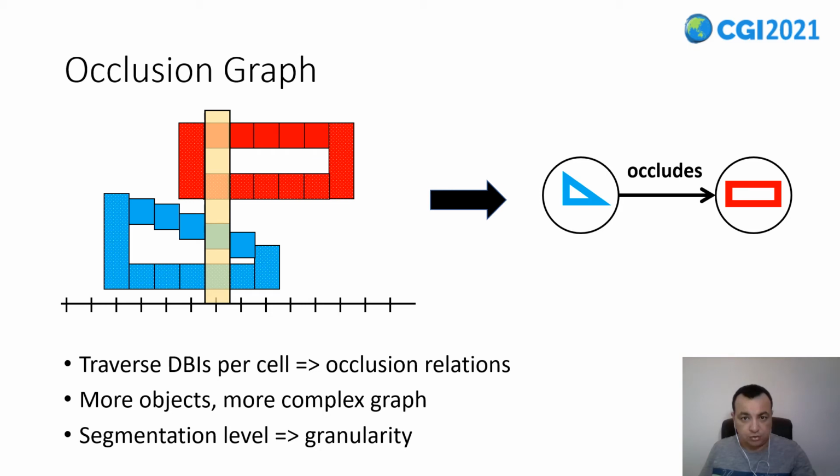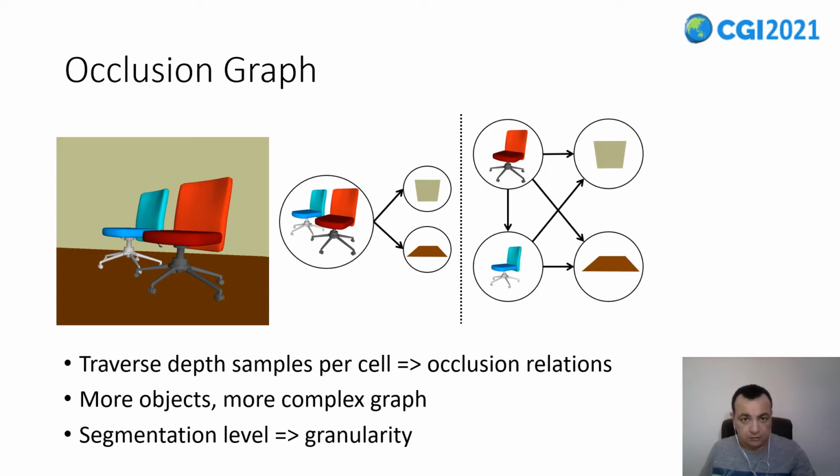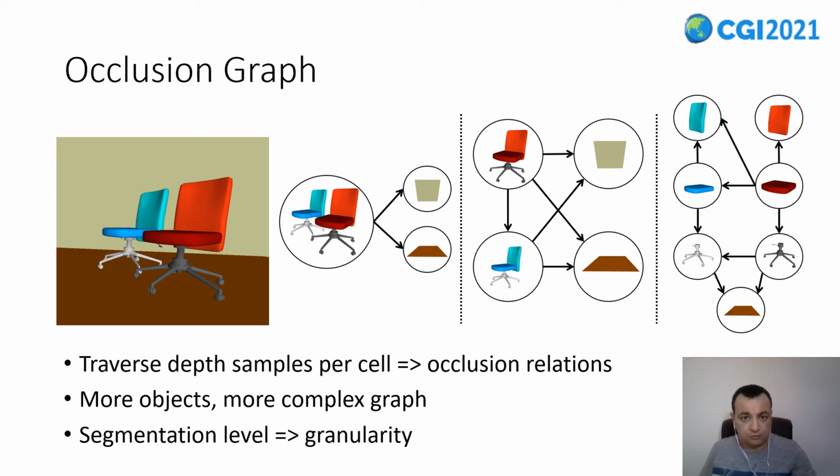Next, we extract the occlusion relations simply by traversing the DBIs along each pixel or each cell, as can be seen in this figure. And then we build an occlusion graph. The complexity of the occlusion graph depends on the number of objects, and the granularity depends on the level of segmentation. Like here in this figure, in this level, nearby objects of the same class are considered one object, like these 2 chairs. In another level, a finer one, these objects are separated. And in a third, even finer level, objects are segmented into parts.